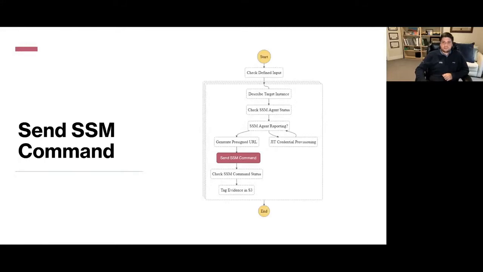So after this point, we're at the generate pre-signed URL phase. We just completed that. And we're going to pipe those pre-signed URLs through to the send SSM command phase here. And this is going to be responsible for performing our triage collection workflow. And we're going to pass those pre-signed URLs, right? One for upload and one for download, into the state. So let's get to the meat and potatoes of this section here.